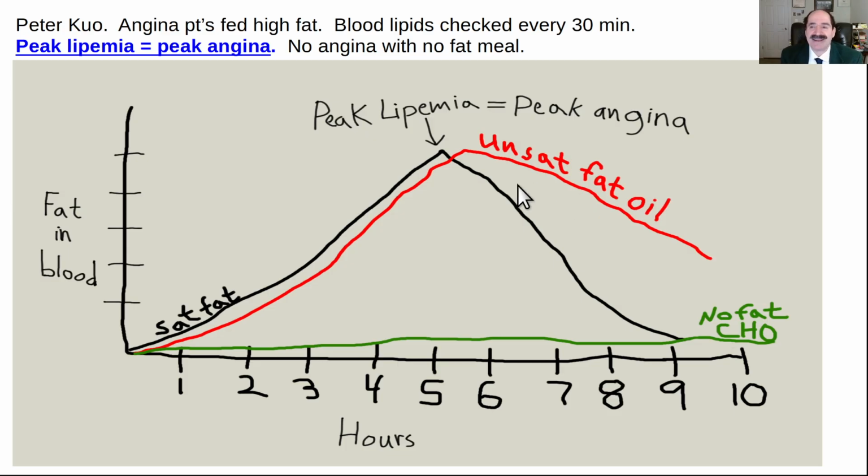So the point I'm making is, you're out of the frying pan into the fire. Fat is bad, all right? You're screwed with the PUFA, polyunsaturated fat, and screwed with the sat fat. It's not good.